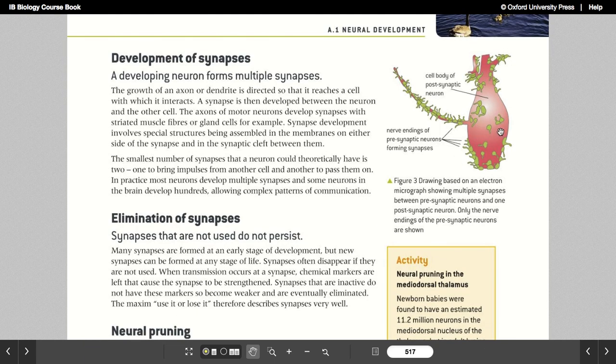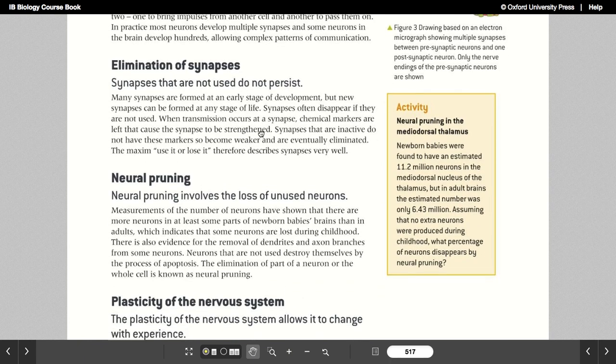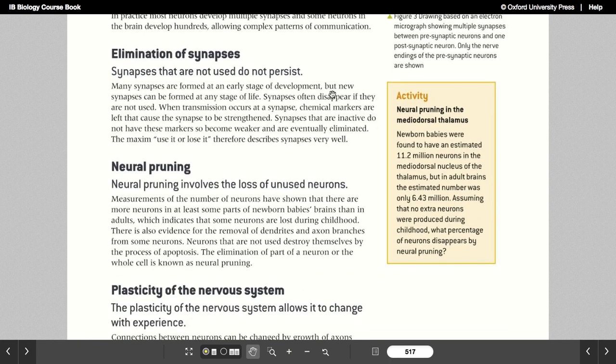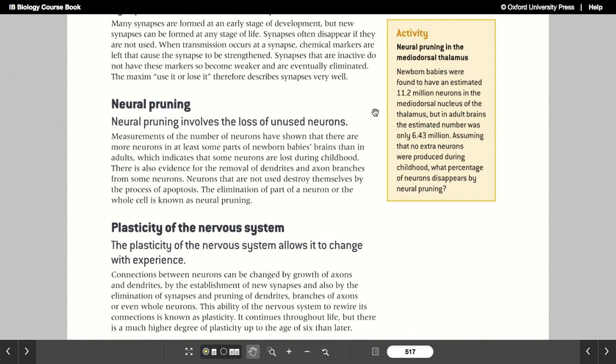So this picture is showing our cell body of the postsynaptic neuron, and the green ones are all of the axon terminals that can connect to it and send messages. And like we said, synapses that are not used are eliminated, and this happens pretty early on. Neural pruning starts to peak at about 8 months, and then it continues, and you end up with all the neurons you haven't used pruned around the time you're 20-ish. So you can use the idea, use it or lose it.